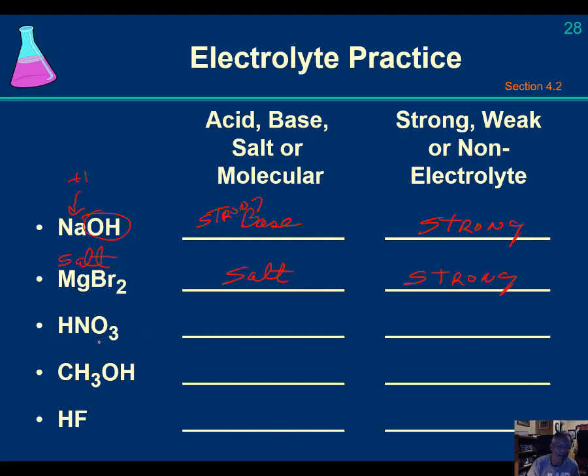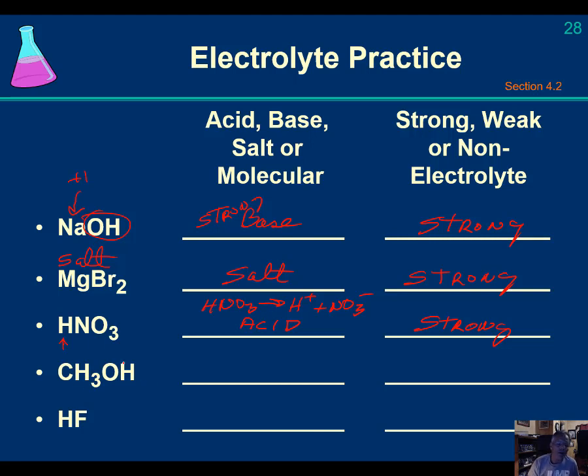This is nitric acid. It starts with H, that's what your tip-off is, that this is an acid. And it's actually one of your strong acids. So it's definitely an acid. All you gotta do is see that H that it starts with, and it's a strong acid. It's one of the seven, so it's a strong electrolyte. What does that mean? That means that HNO3, when it ionizes, it ionizes completely. And when it ionizes completely, it conducts an electric current to a strong degree. And so we call it a strong electrolyte.